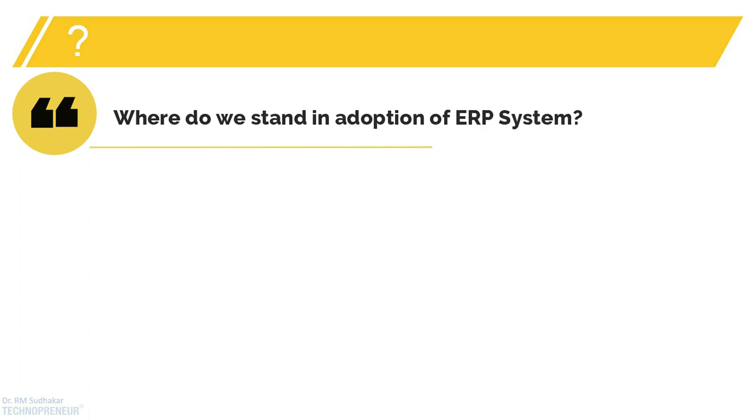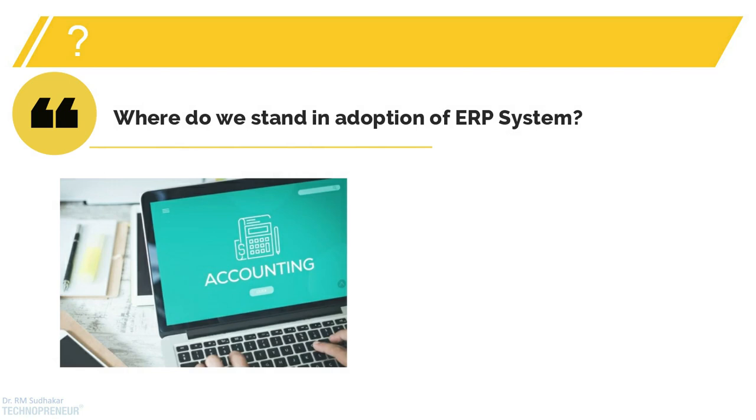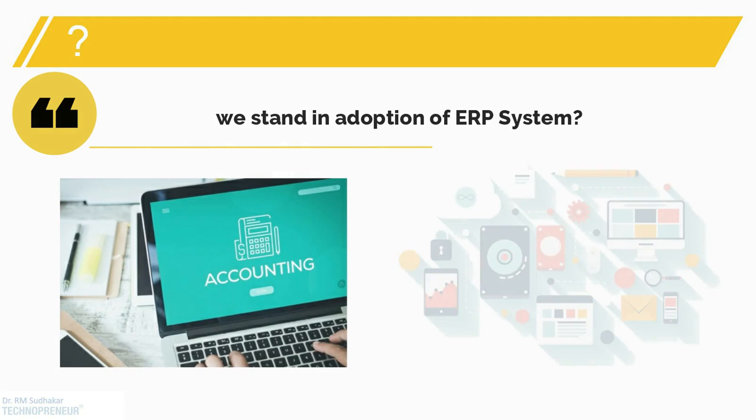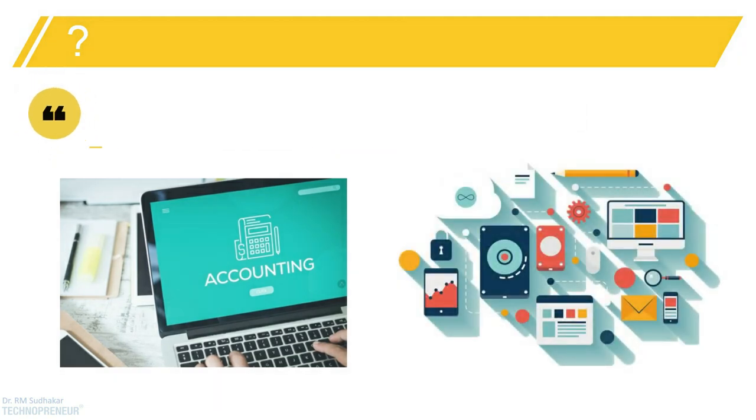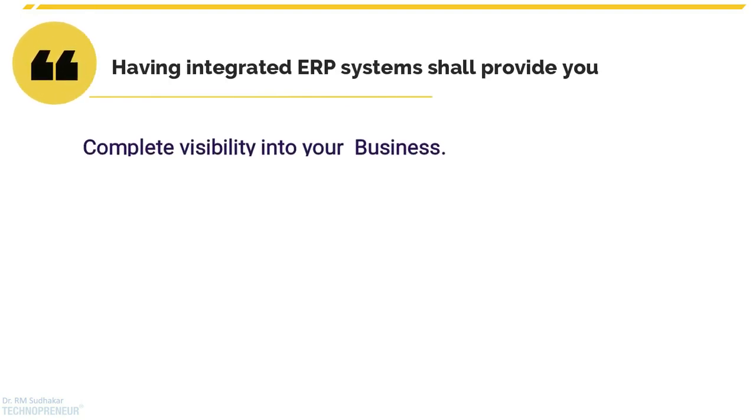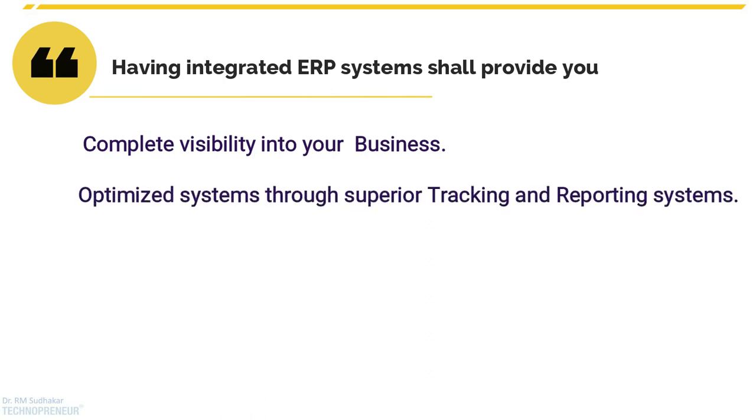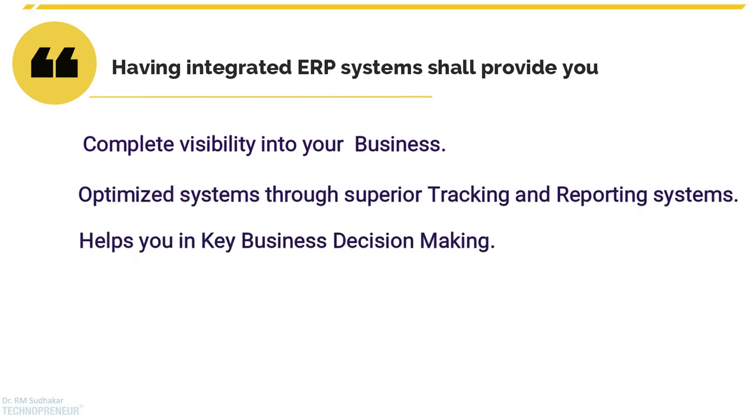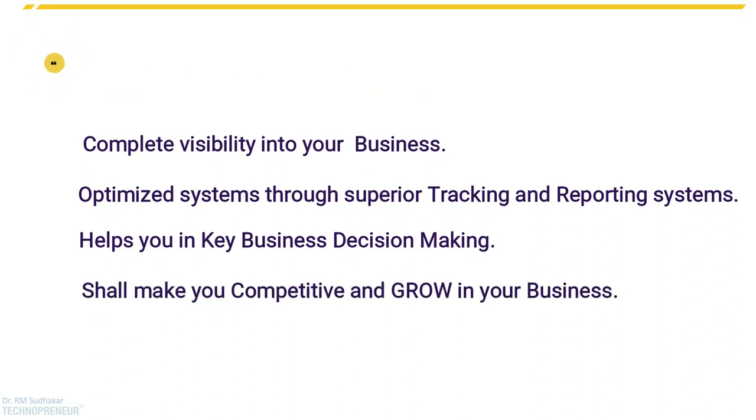With this introduction and background, we can relook at our business and see where we stand in adoption of technology or ERP system. Are we in the beginning of software evolution? That is, are we using the software only for accounting system or using the software to address challenges for a few of the departments? Having an integrated ERP system shall provide you complete visibility into your business, optimize systems through superior tracking and reporting system, help you in key business decision making, and also make you competitive and grow in your business.